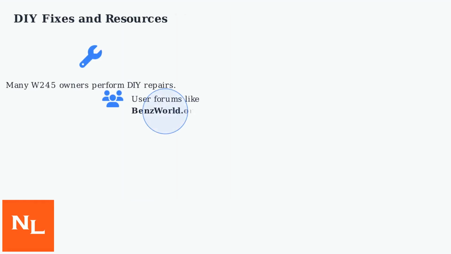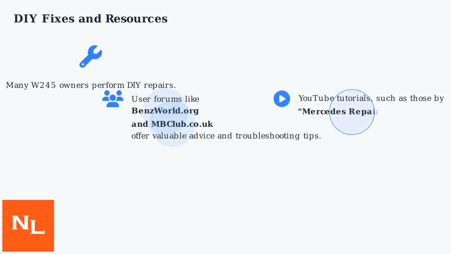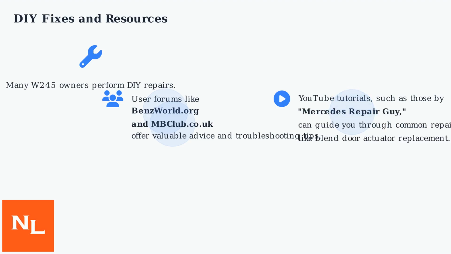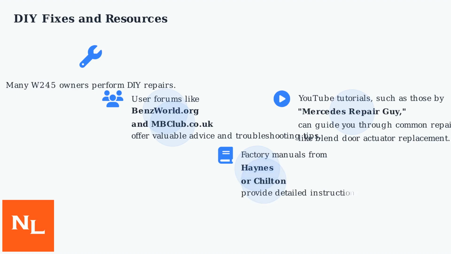Many W245 owners perform DIY repairs. User forums like benzworld.org and mbclub.co.uk offer valuable advice and troubleshooting tips. YouTube tutorials, such as those by Mercedes Repair Guy, can guide you through common repairs like blend door actuator replacement. Factory manuals from Haynes or Chilton provide detailed instructions.